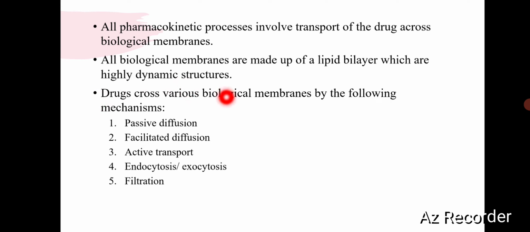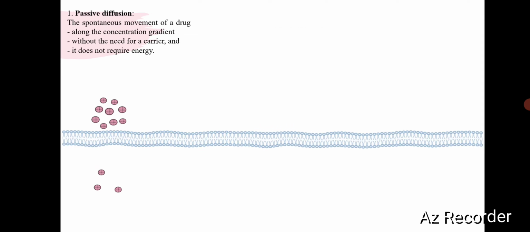Drugs cross various biological membranes by the following mechanisms, such as passive diffusion, facilitated diffusion, active transport, endocytosis or exocytosis, and filtration. In passive diffusion, drug molecules move from the region of higher concentration to the lower concentration, that is, along the concentration gradient, until the equilibrium is attained.